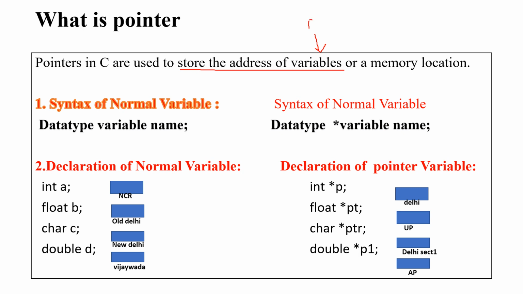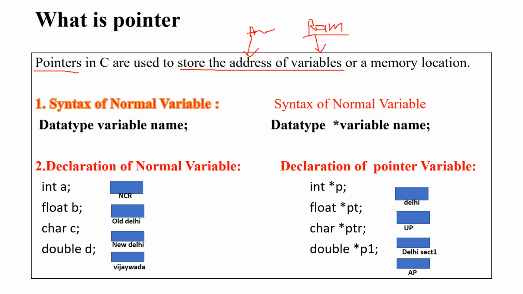Suppose this is Ram, and Ram is staying somewhere, which means he has a home address. That will be the address. Ram is stored in a normal variable, and his address is going to be stored by a pointer only, because you cannot store the address in a normal variable. So this is the real life example.